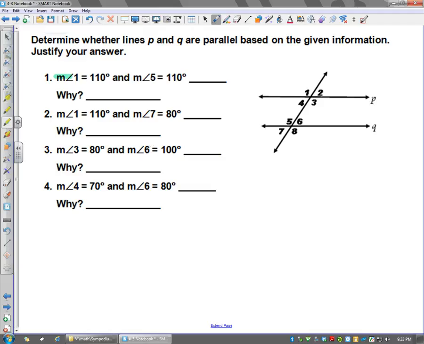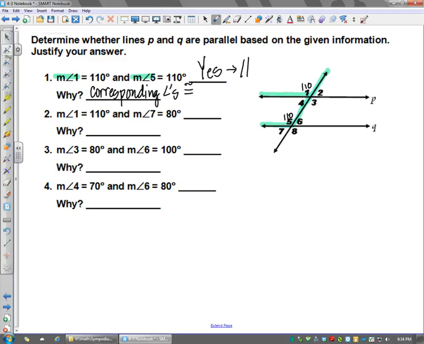So in problem number one, I'm given that angle 1 and angle 5 are 110 degrees. So basically what this is saying is angle 1 is congruent to angle 5. Angle 1 and angle 5 are corresponding angles because they make the letter F. So yes, the lines are parallel. That's what we're asking. And why? Corresponding angles are congruent.